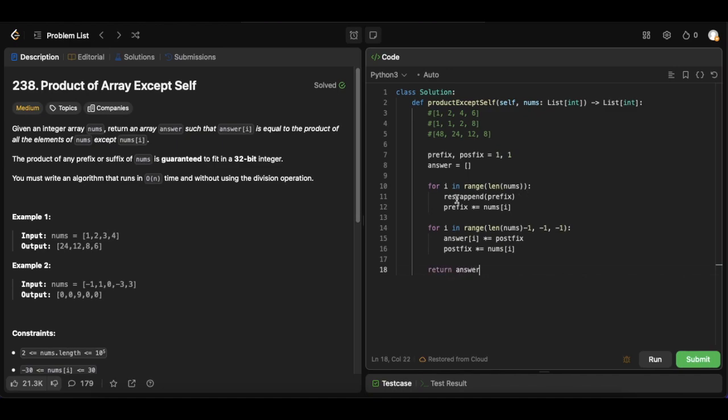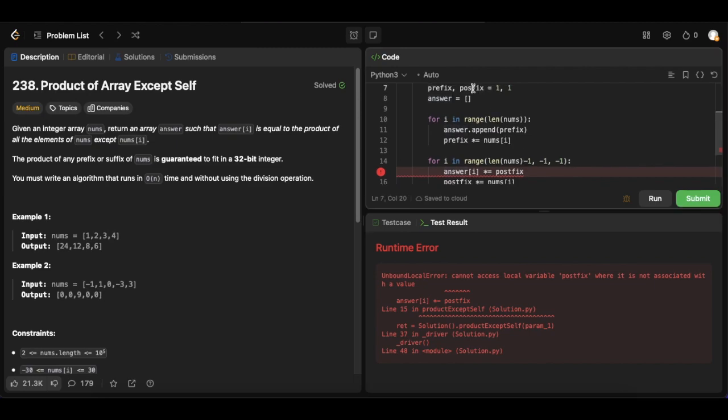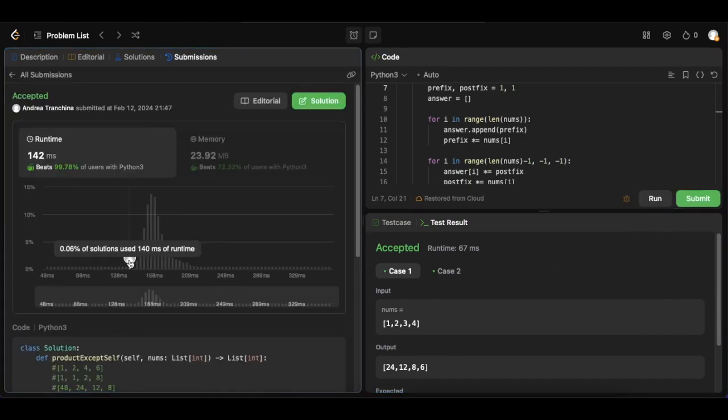And I'm just noticing we have a typo here. Instead of res.append, our array is called answer, so it's going to be answer.append. Now let's make sure this runs. And I see we have another typo here, so we need to add the T in postfix. And it runs. Let's make sure it submits. And we see that it works efficiently.